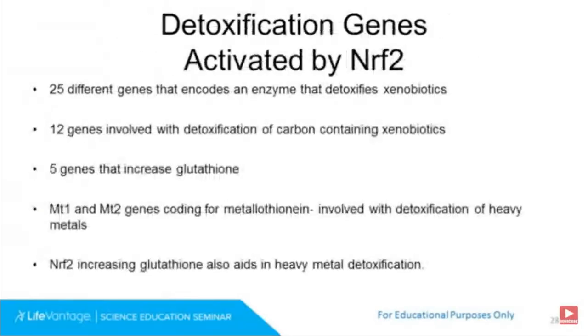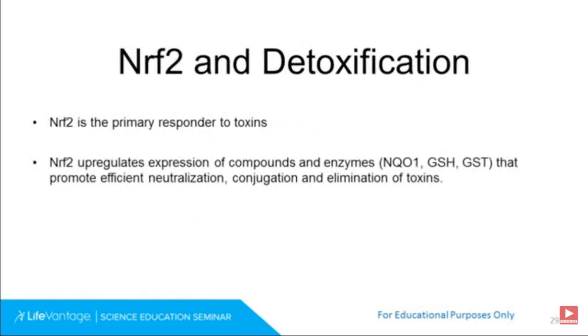And one of the big things that Nrf2 does is it's very important in the detoxification pathways. And there's a lot of genes, 25 different genes, that code for enzymes that detoxify these xenobiotics, these foreign molecules that we take into our body every day. And one of the things that's critical in this detoxification pathway is glutathione. So Nrf2 is the primary responder to toxins that are taken in and a variety of different things.